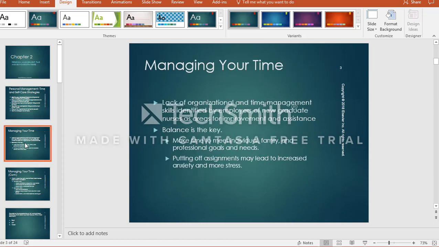Okay, so there's a big lack in organization and time management skills identified by employers for new graduates as areas for improvement and assistance, which would make sense, especially because in the previous chapter we heard that it takes 2 to 3 years for you to get better at your organizational and time management skills. So this is not abnormal, but it's just a reality.